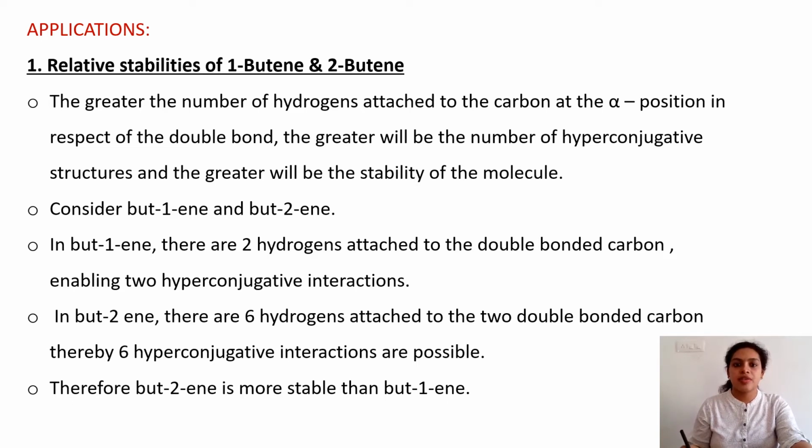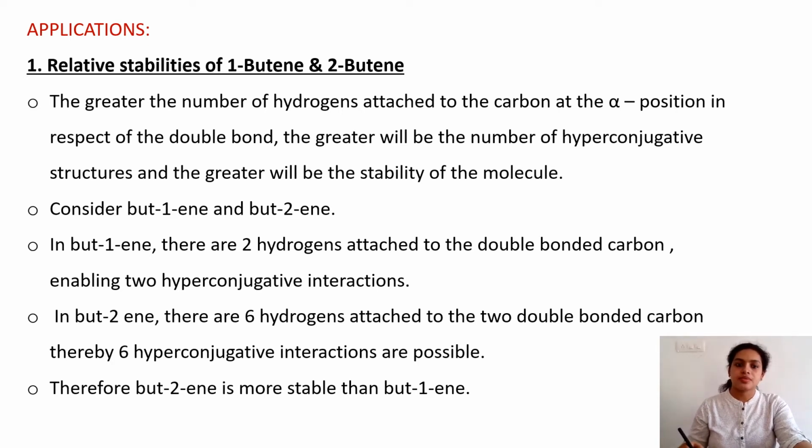The greater the number of hydrogens attached to the carbon at the alpha position of the double bond, the greater will be the number of hyperconjugative structures. Okay, the greater the number of alpha hydrogens attached to the double bond, the greater will be the number of hyperconjugative structures and that will be more stable.